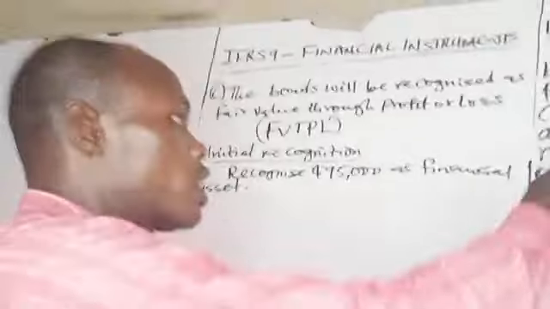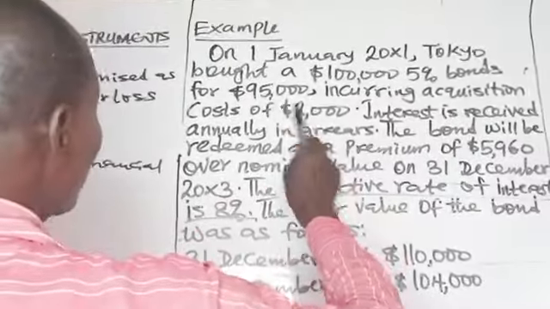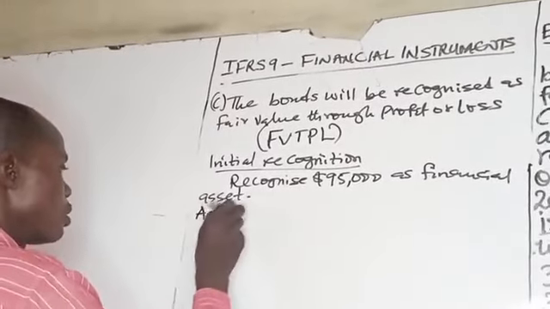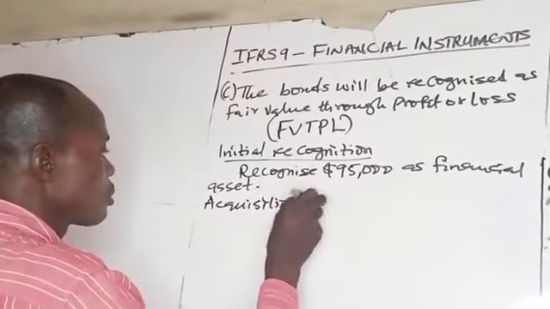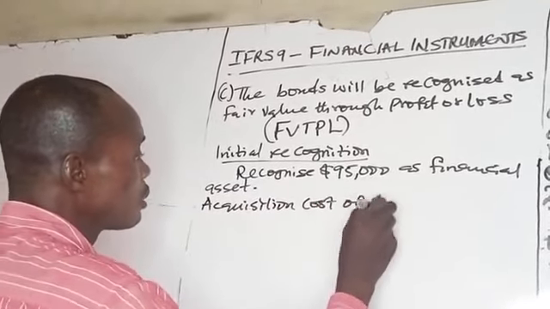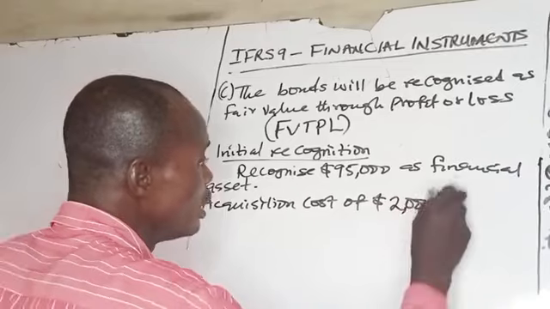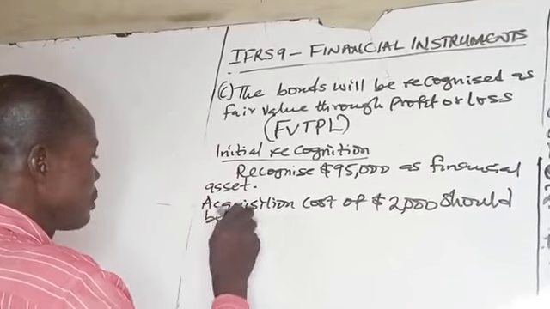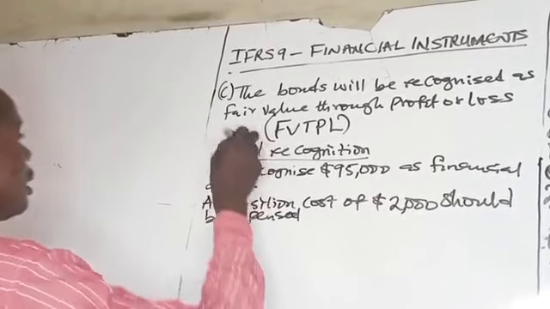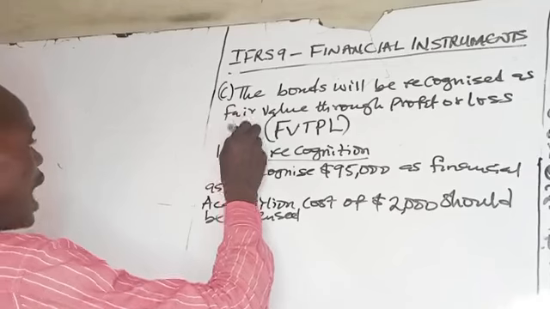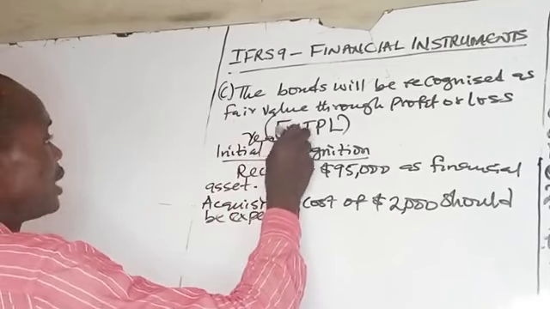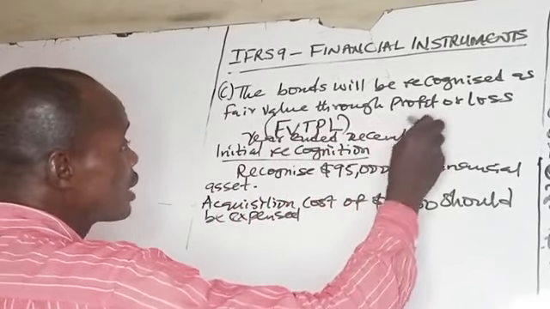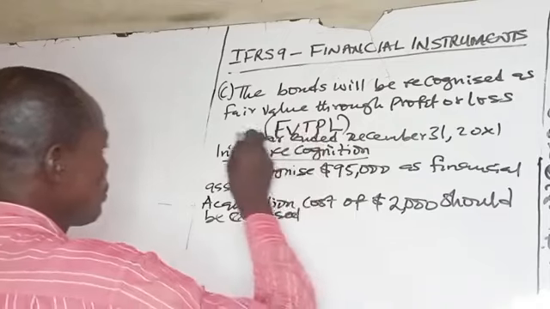The transaction cost, the acquisition cost of $2,000, should be expensed. This information is for the year ended December 31st, 20X1.